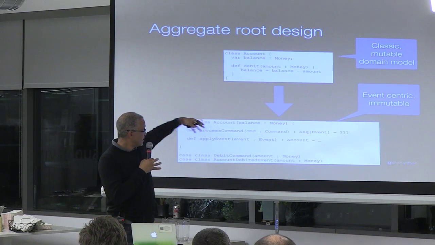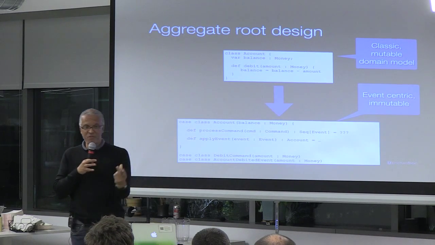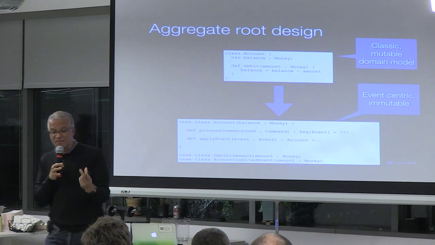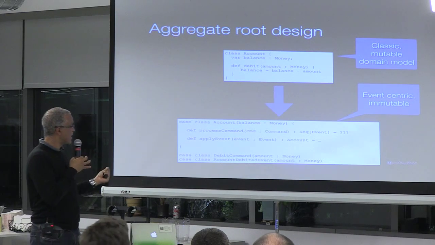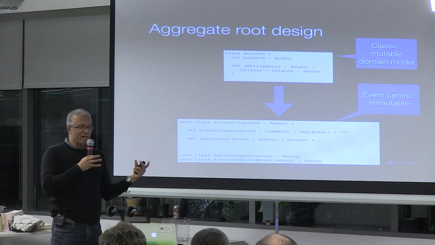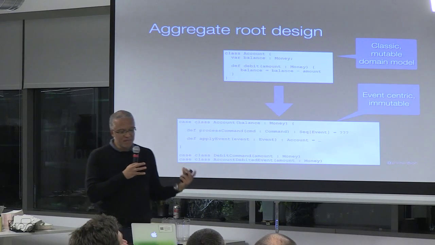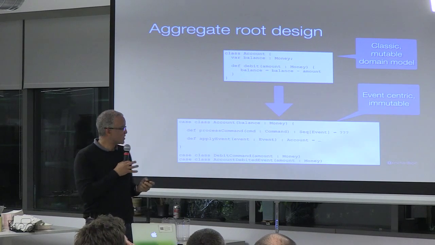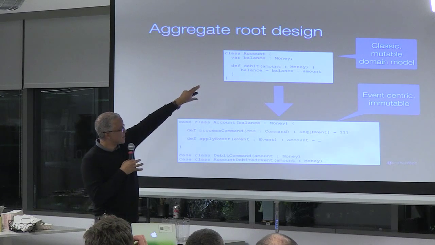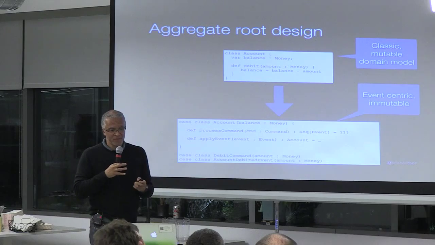And each aggregate has two methods: process command, which takes a command and gives you back a sequence of state-changing events, and then an apply event method that takes an event and gives you back a new entity that has been updated to reflect that state change. So there's kind of a one-to-one mapping, but it's quite different.